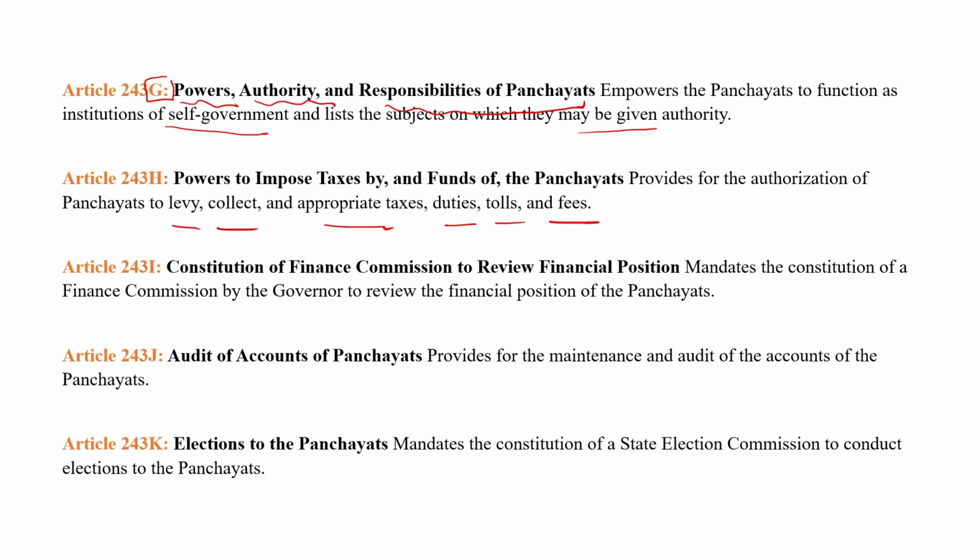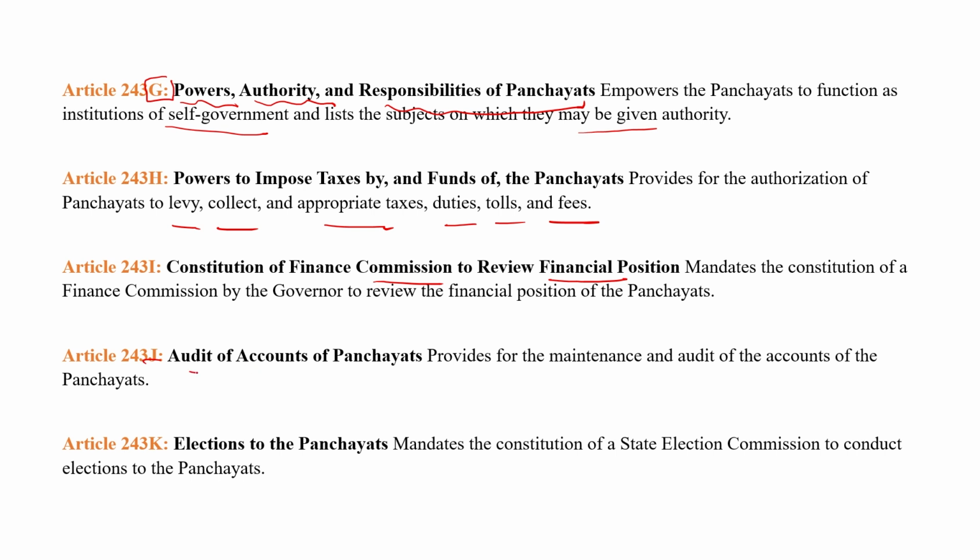What does Article I explain? Article I explains the constitution of the Finance Commission to review the financial position of the panchayat. Article 243I says that it is the responsibility of the governor of that particular state to constitute a finance commission which will review the financial position of the panchayats of that state. So 243I gives power to the governor to appoint a finance commission for that state, and this finance commission team will review the financial position of that state's Panchayati Raj.